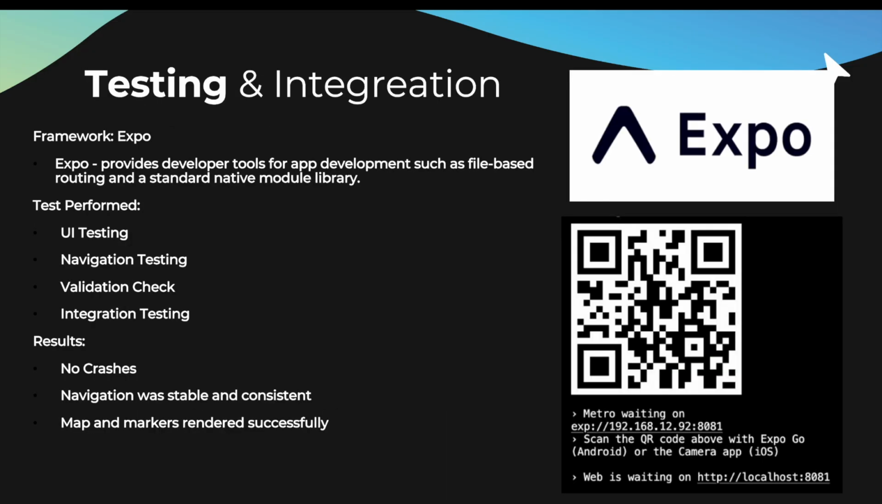Okay, and then we got the testing and integration. So we use the Expo Go app, which Expo provides developer tools for app development such as file-based routing and a standard native module library. So when you scan this QR code from your mobile camera, it will take you to the Expo Go app and it will load our Lost and Found app.